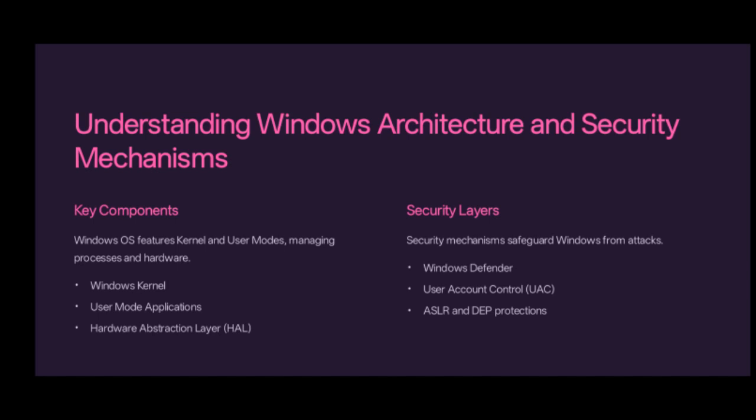Part 9, Threat Mitigation Technologies. 9.1 Exploit Protection. Includes ASLR, Address Space Layout Randomization, DEP, Data Execution Prevention, and Control Flow Guard, CFG.